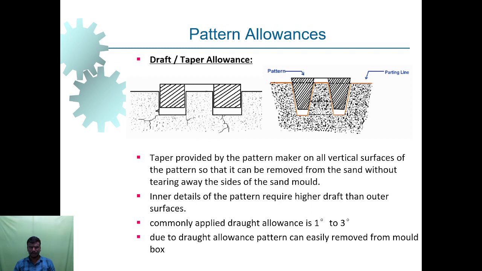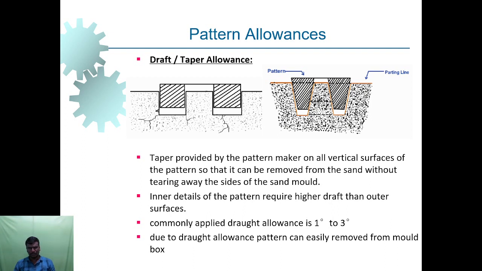The next topic is pattern allowances. In pattern allowances, first the draft or taper allowance. Taper is provided by the pattern maker on all vertical surfaces of the pattern so that it can be removed from the sand without tearing away the sides of the sand mold. The inner detail of the pattern requires a higher draft than the outer surface. The commonly applied draft allowance is 1 degree to 3 degrees.